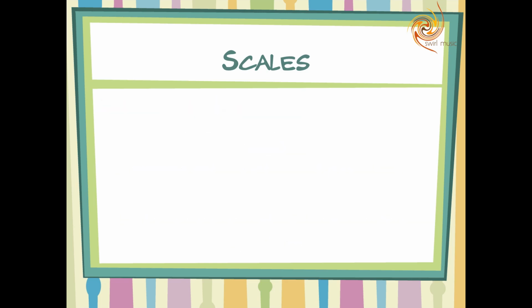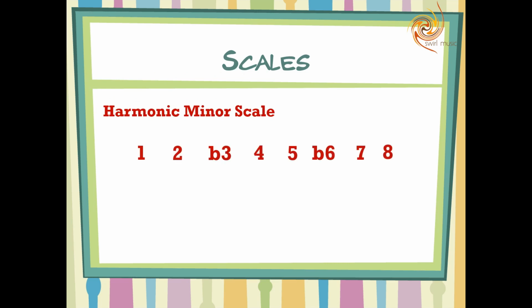In the harmonic minor scale, the third and the sixth note are flattened. The notes of the C harmonic minor will be C, D, E flat, F, G, A flat, B, and C. It will sound like this. The notes of this scale will be the same for both ascending and descending.